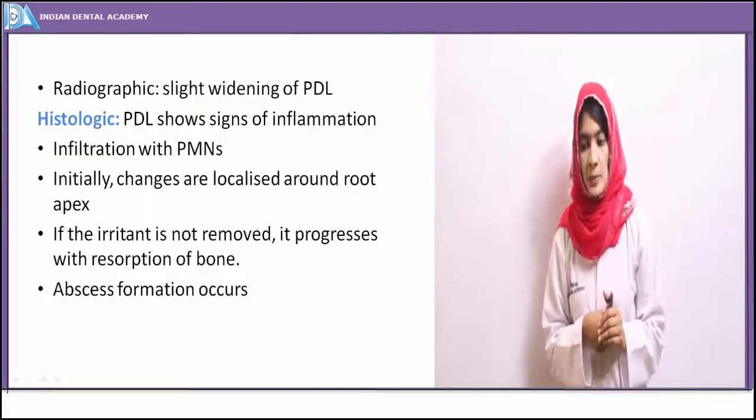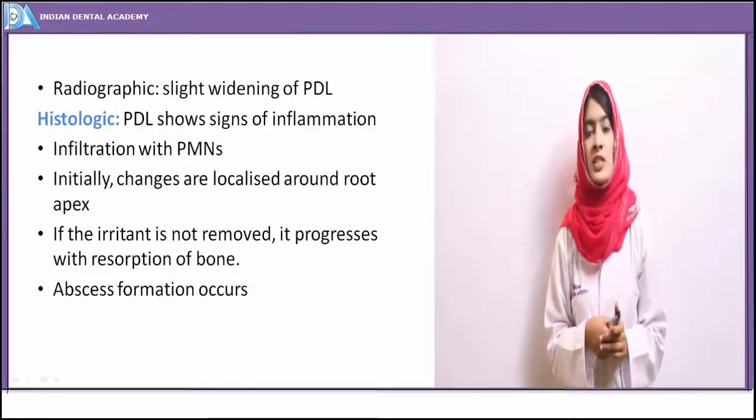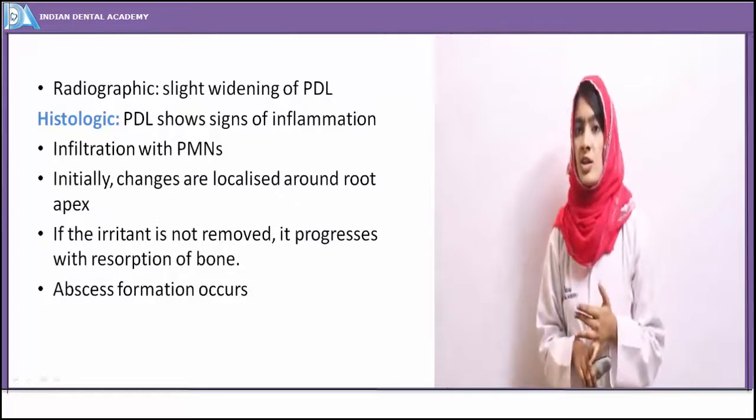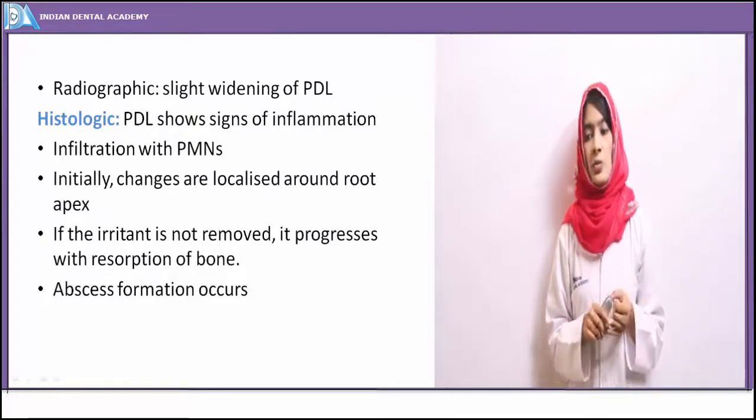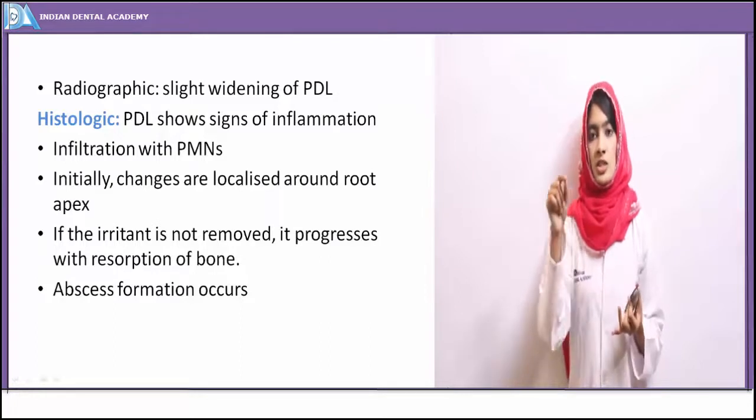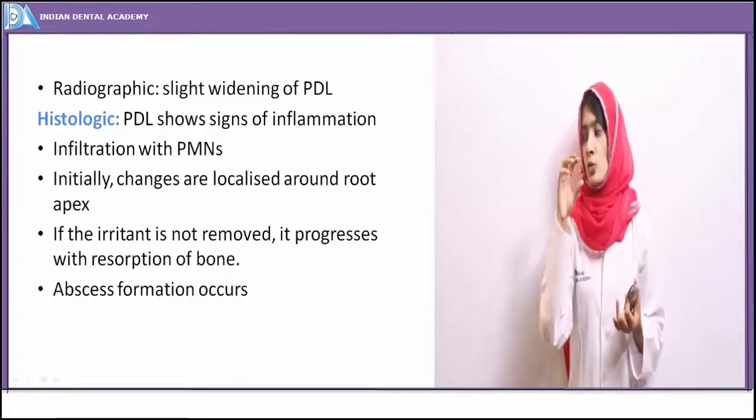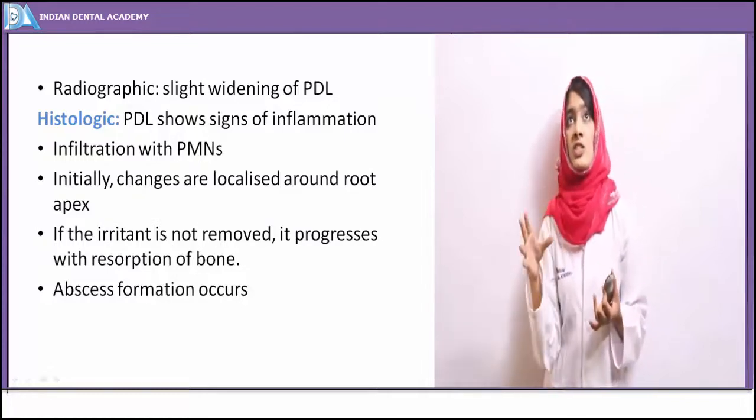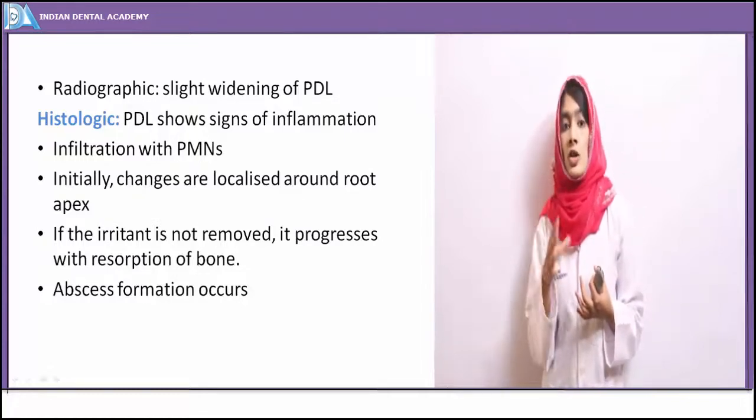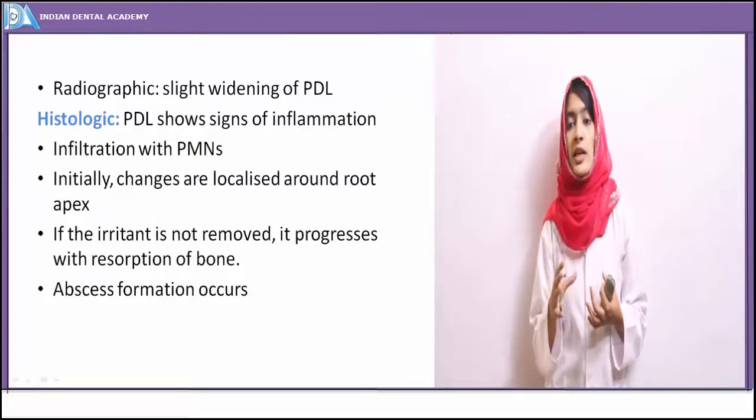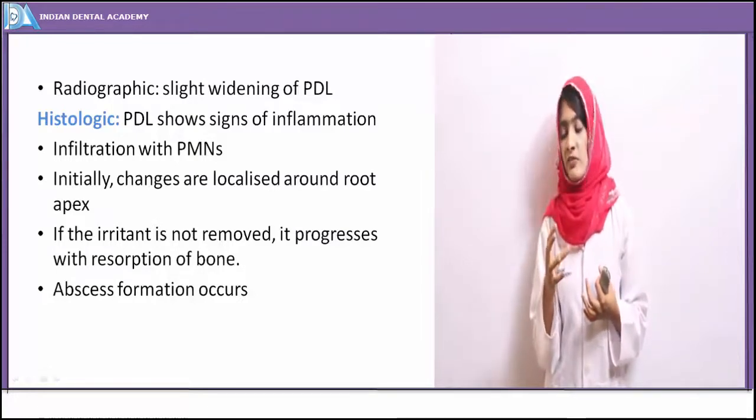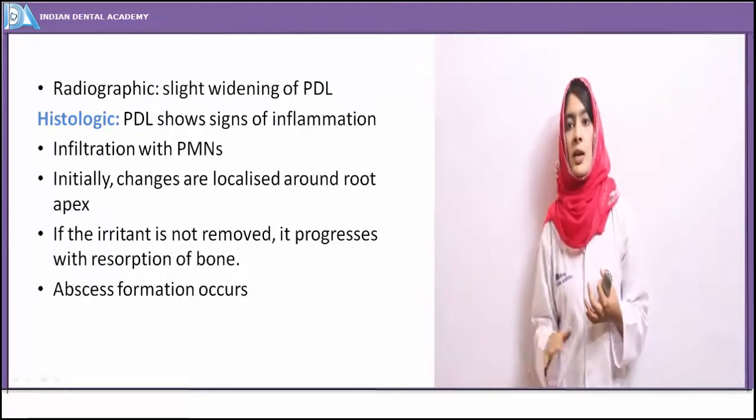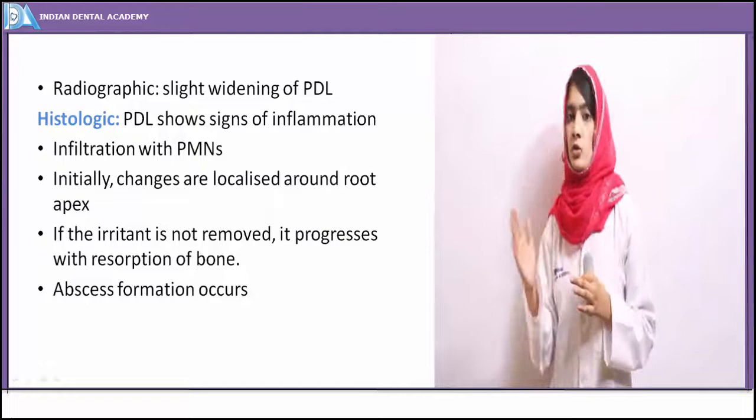When you see the microscopic picture, again signs of inflammation will be present, involving the periodontal ligament. Infiltration of polymorphonuclear leukocytes along the periodontal ligament space is seen. Initially, the changes of inflammation are just confined to the root apex. Once the inflammation progresses, and if the pulpitis has progressed to the extent that it is not being removed and the periodontal ligament is constantly irritated, the infection tends to progress and involve the surrounding bone also. Alveolar bone is involved, leading to resorption of bone in acute stages.